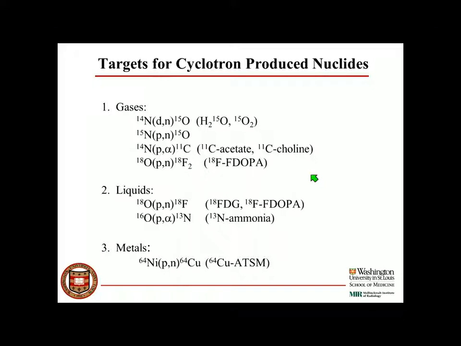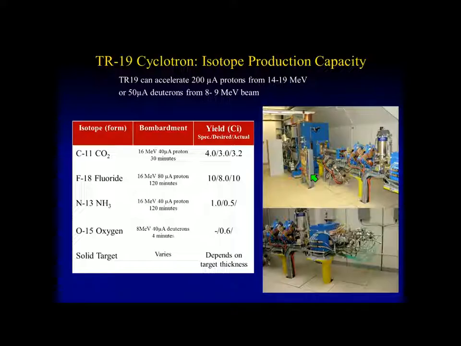Metal targets. We also produce a couple of longer-lived PET isotopes that we ship across the United States. We produce copper-64, which has about a 2.8-day half-life. Again, we start with nickel. What we do is we take this enriched nickel-64, we plate it on a gold disc, we irradiate it with protons, and we produce the copper-64. And we do have a number of research radiopharmaceuticals that we produce at Washington University, and across the United States there are a number as well.